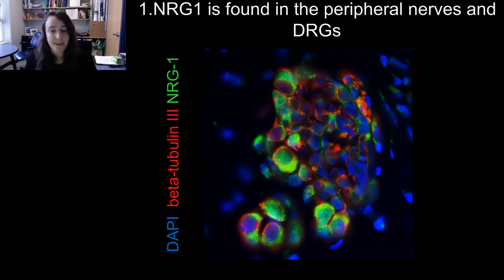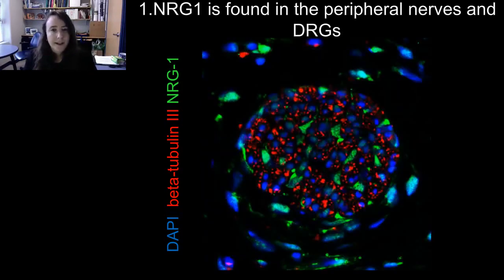It is definitely there. It is also found in peripheral nerves. So you can see here we collected the nerves, we cross-sectioned them, and then we saw that neuregulin-1, again shown in green, is in fact present in the nerves. So these are two really good things to find. First off, it meant that the factor was located where it should be, if it is in fact a nerve-derived factor.